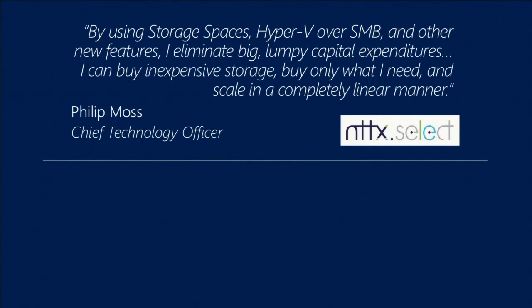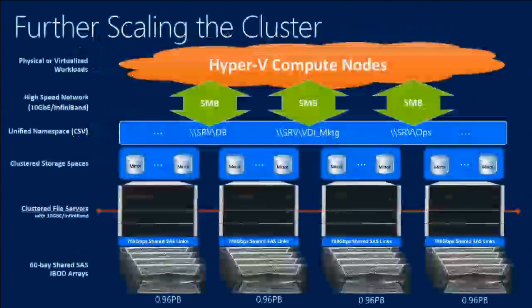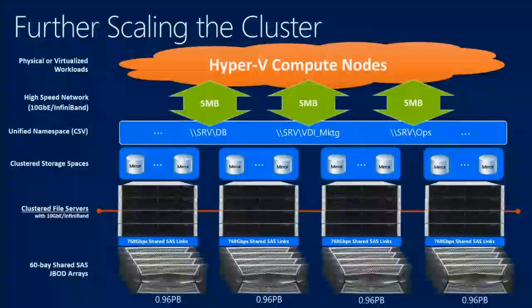Philip Moss from the NTTX team, he's the CTO over there. Where's the question? Oh, yes. If the whole unit fails, then the data is lost. So if this entire unit fails, like for instance, if all 4 servers and the JBODs fail. One of those 4. Oh, okay. So the entire unit fails. So here you have. Sorry.